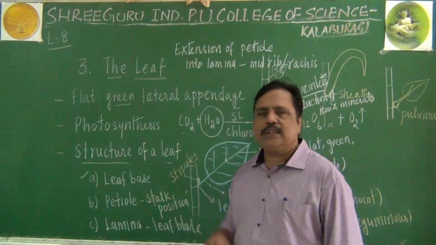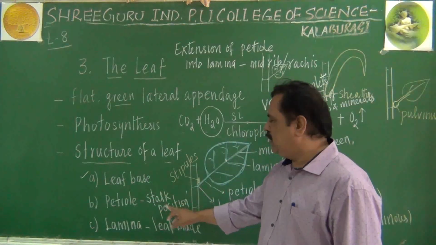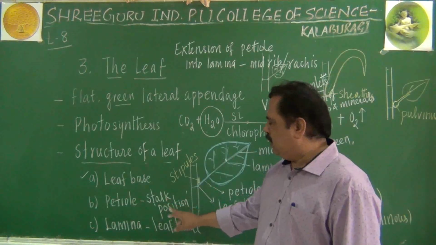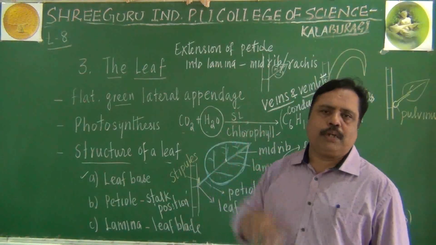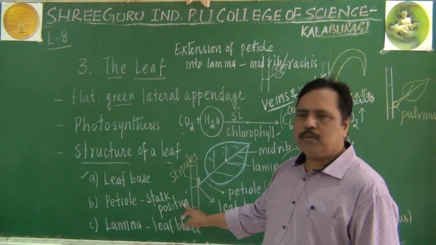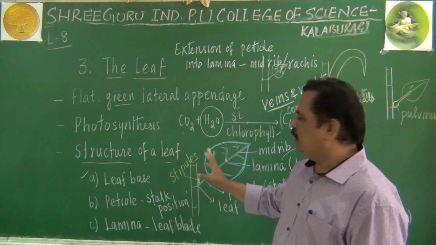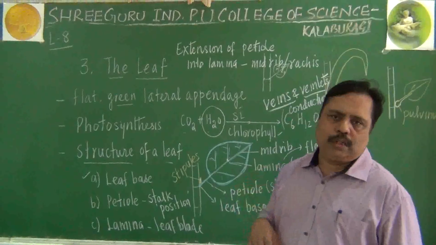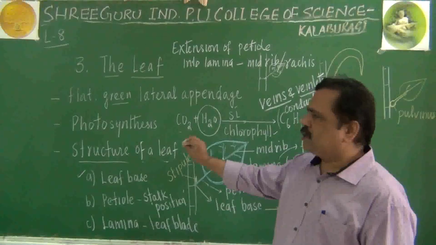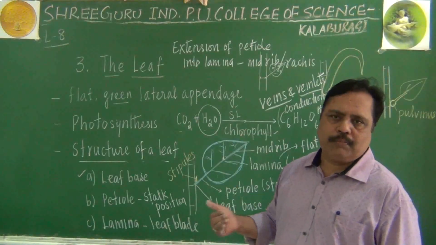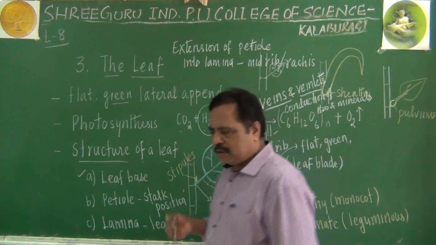Lastly, what is the function of petiole? Petiole is the stalk of the leaf. It will position the leaf properly. Because of that positioning, they will get enough sunlight. They will get wind blow also. So that is regarding structure of a leaf, remember. Okay? Just to make note of this.